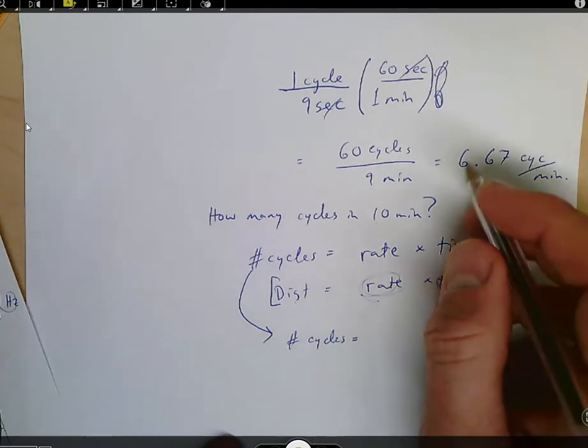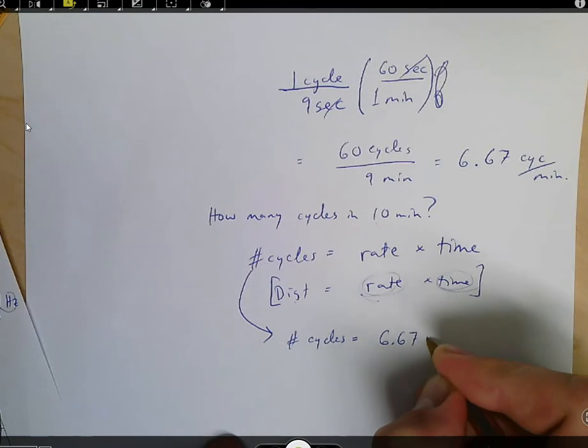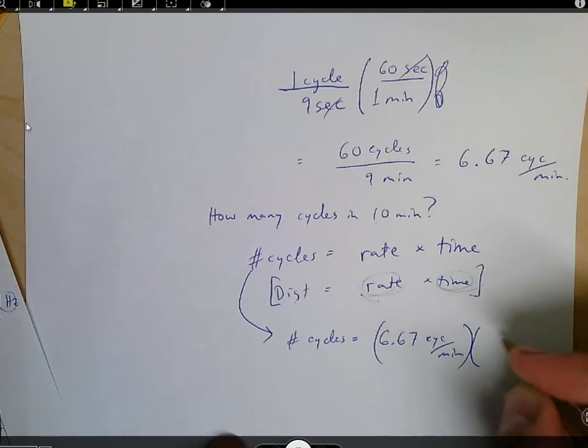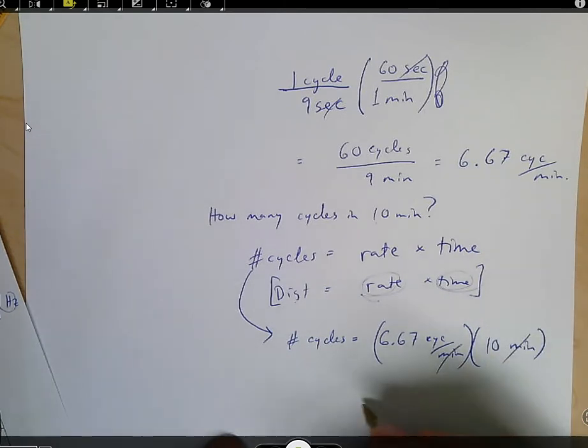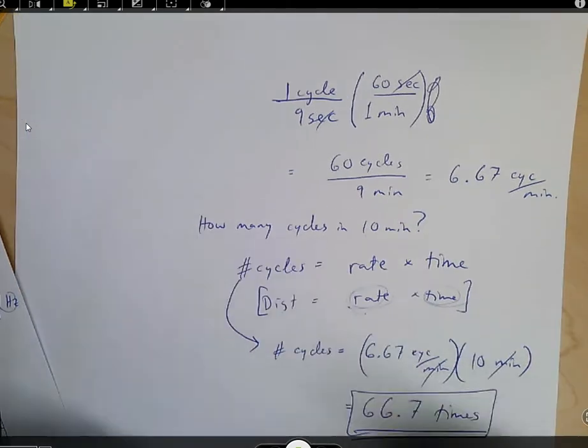So the number of cycles here is going to be 6.67 cycles per minute multiplied by 10 minutes. You notice that the minutes cancel out, and multiplying by 10 just shifts the decimal place over, so it's 66.7 times, and that is our answer. So we could say 66 or 66.7. Honestly, that's not a big deal here.